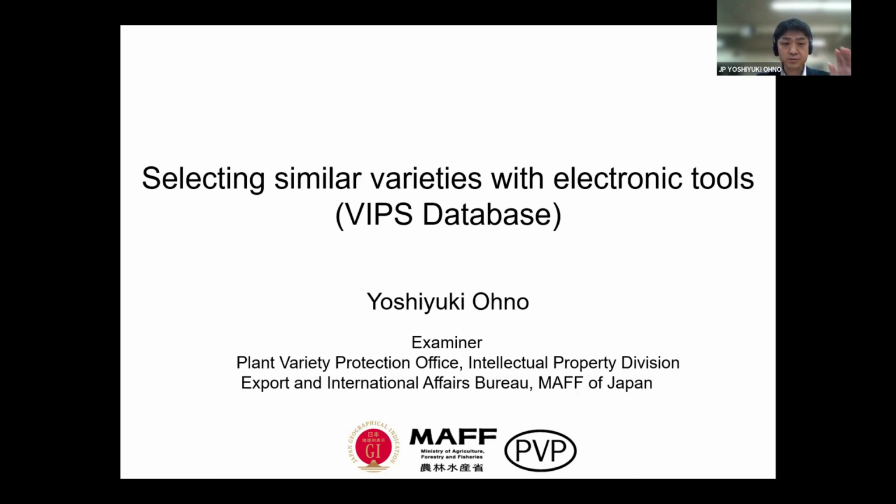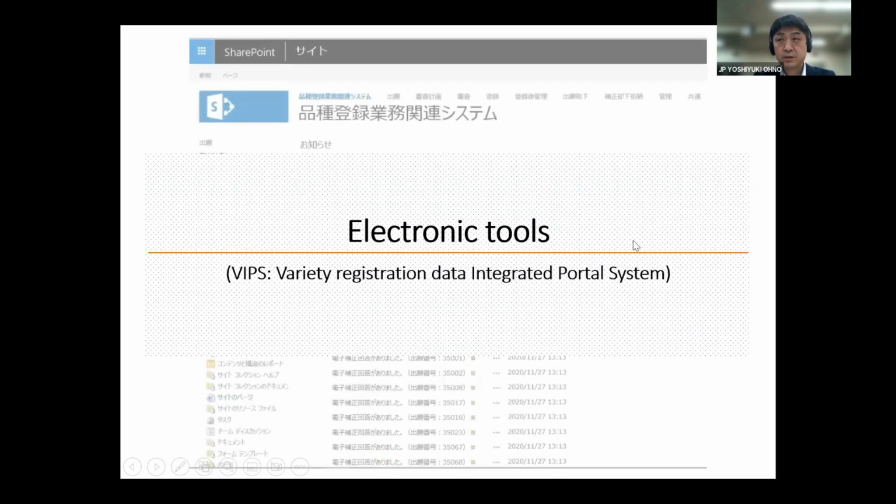Today, I would like to introduce selecting similar varieties with electronic tools. Our database is called VIPS, which is the Variety Registration Data Integrated Portal System. So we call our database VIPS.